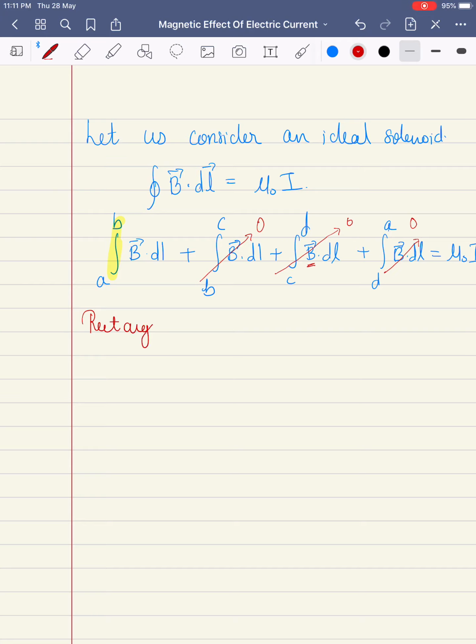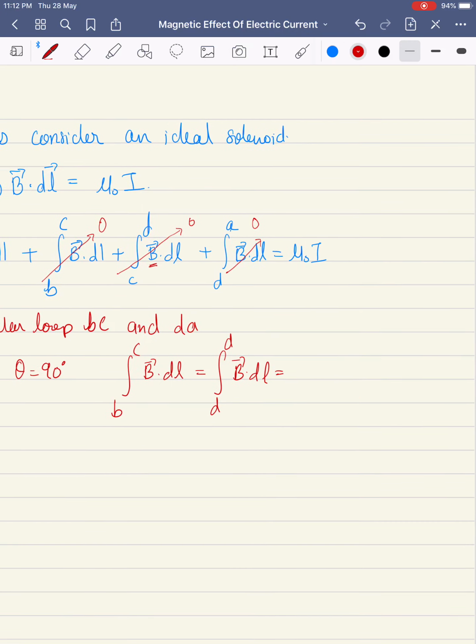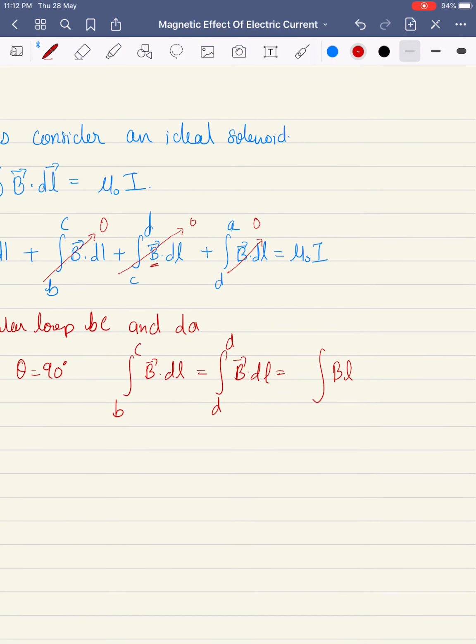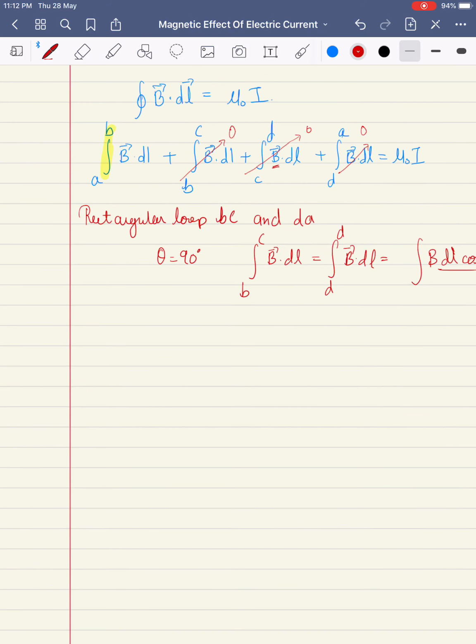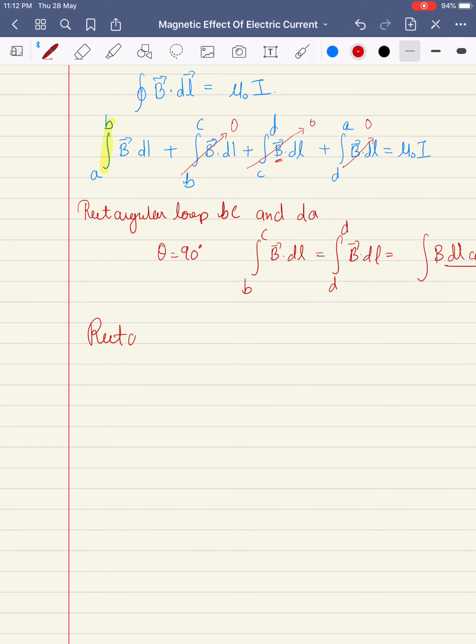For the rectangular loop BC and DA, the angle theta is 90 degree. So that is why BC, B vector dot dL, which is also equal to DA, B vector dot dL, which we call it as integral of B dL cos 90. इसके वजह से ये 0 हो जाएगा. समझ गया?